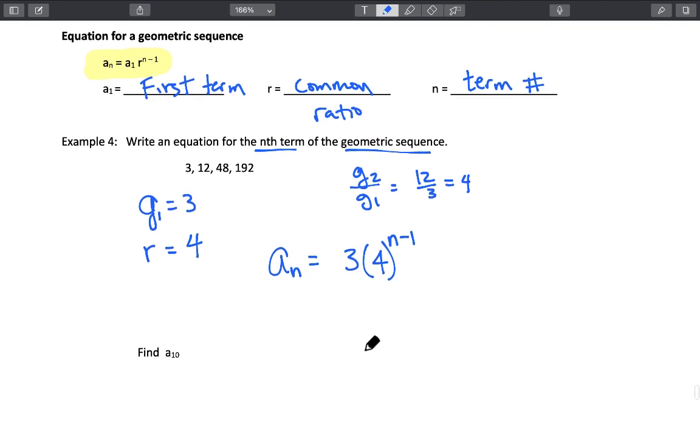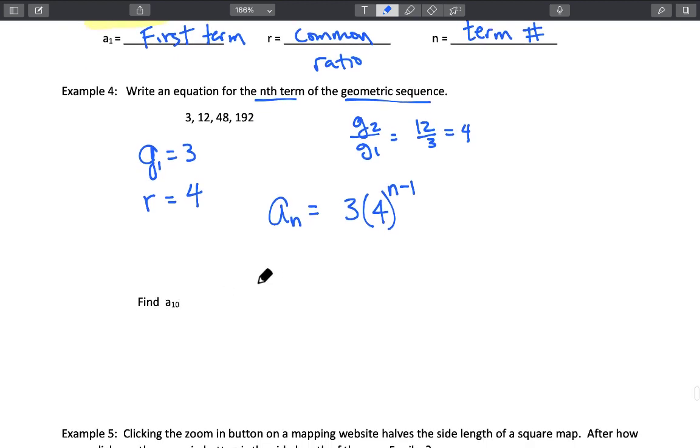And that's what we're going to do for the next part here. It says to find a sub 10. So a sub 10 would be the 10th position in this sequence, and I can find that by taking 3 times 4 to the 10 minus 1. So following your order of operations, we need to simplify the 10 minus 1 first. This is 3 times 4 to the 9th. Next up, we need to do our exponents, 4 to the 9th, and then we'll take that result and multiply it by 3. When we do that, we're going to end up with 786,432.